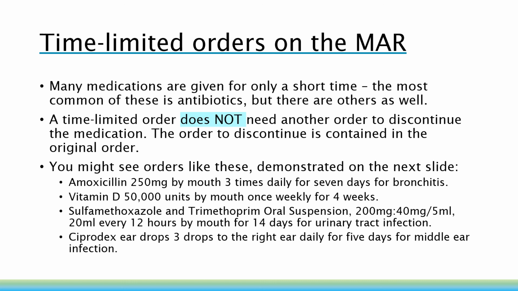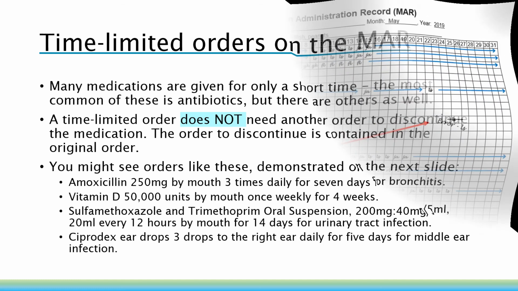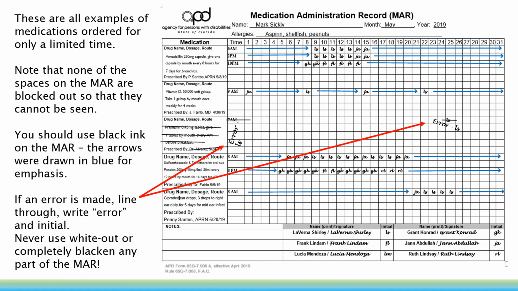Amoxicillin 250 mg by mouth 3 times daily for 7 days for bronchitis. Vitamin D 50,000 units by mouth once weekly for 4 weeks. And so on. Of course, it would be unlikely for any one client to receive all of these types of medications at the same time, but these are fairly common orders that you may see. These are examples of medication ordered for only a limited time. Note that none of the spaces on the MAR are blocked out, so they cannot be seen.